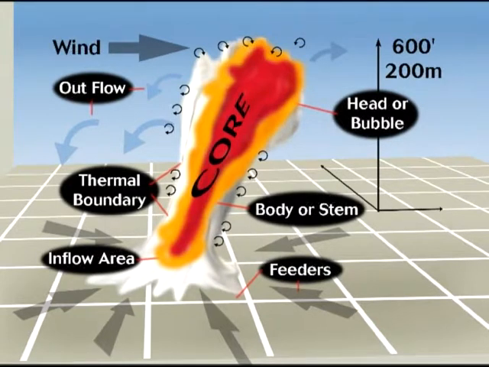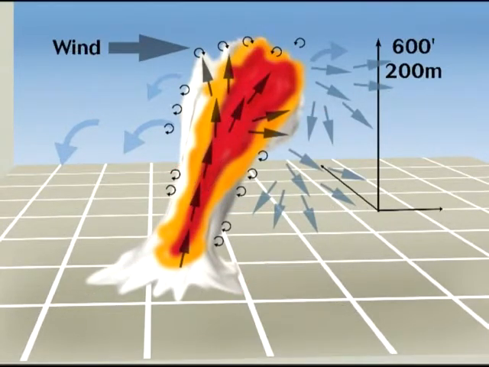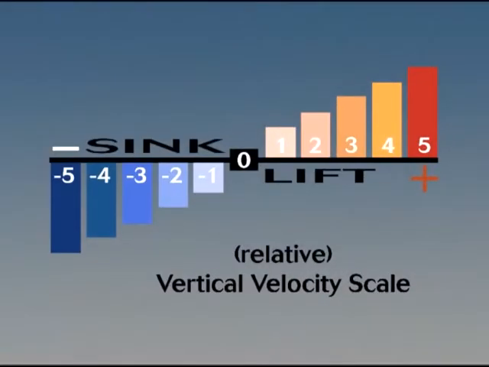The topmost portion of the thermal is called the head or bubble, and this boundary can also be turbulent because this is the point of maximum shear with upper winds or inversion layers. This is also where there is likely to be a strong contrast in rising and sinking air velocities. A simple vertical velocity scale, or VVS, can be used to visualize the different air movements in a thermal. The vertical velocity scale measures the relative air movement in a scale ranging from -5 to +5.